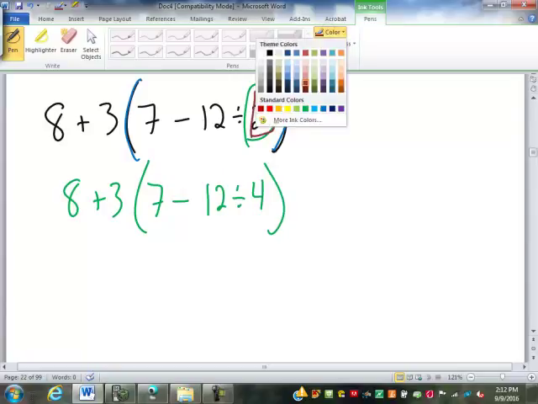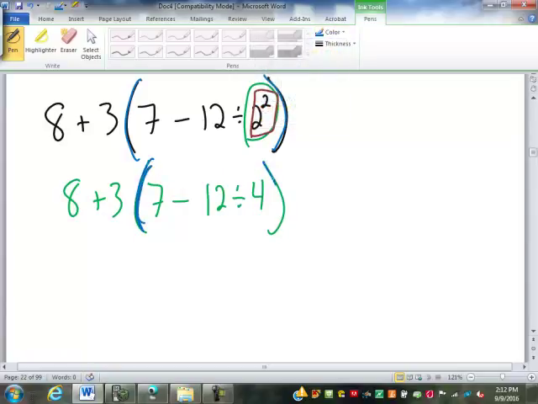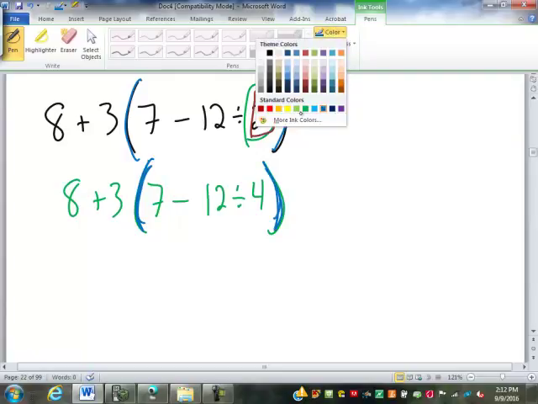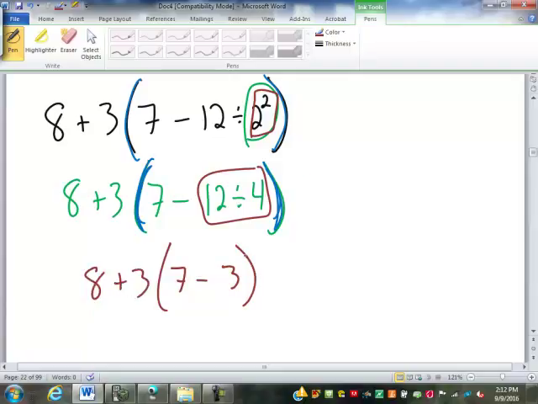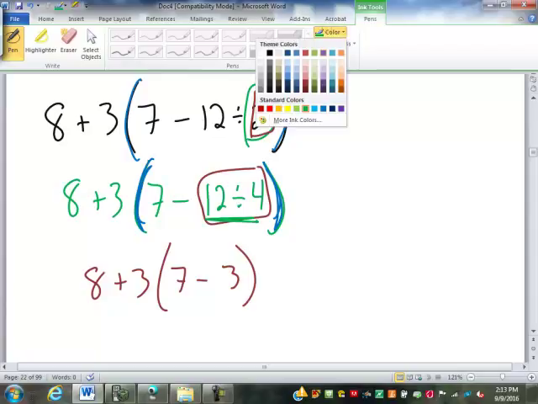So now we're still working inside this set of parentheses, going through our levels of priority, still order of operations. No enclosing symbols. We just did our exponents. Next in line would be multiplication or division. So we have the division. 12 divided by 4 gives us 3. Perfect. So we have 8 plus the 3, 7 minus 3. So again, we took the 12 divided by 4, we replaced it with the 3, and nothing else in the problem changed.